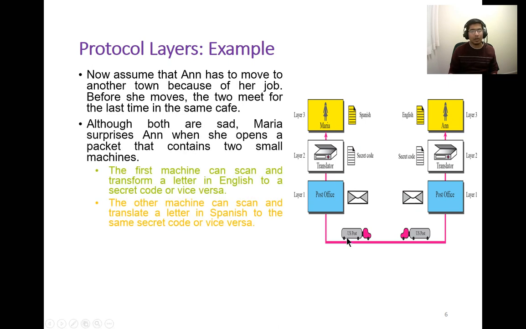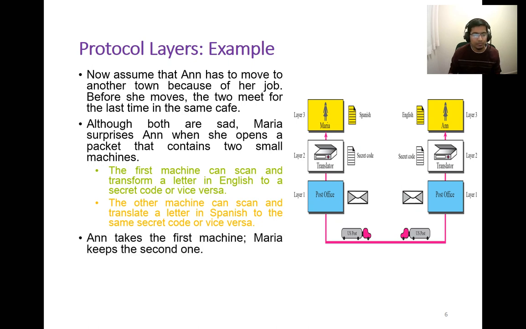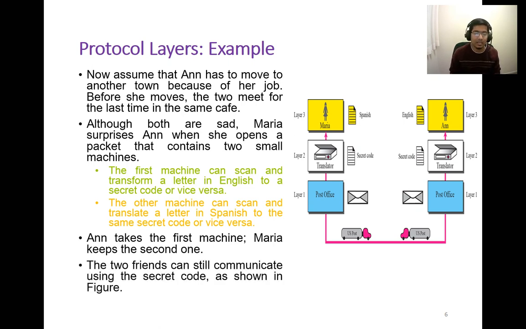And then what will happen? Although both are sad, Maria surprises Anne when she opens a packet that contains two small machines. The first machine can scan and transform a letter in English to a secret code or vice versa. The other machine can scan and translate a letter in Spanish to some secret code or vice versa. So by using these machines, Anne takes the first machine and Maria takes the second one, and the two friends can still communicate using the secret code as shown in this figure.